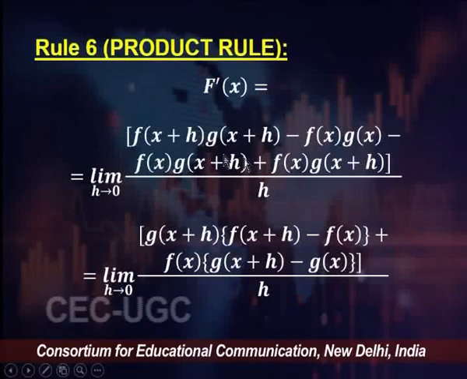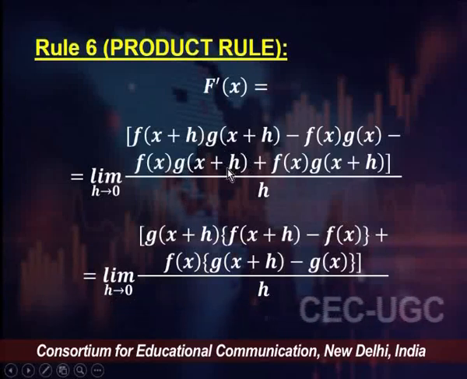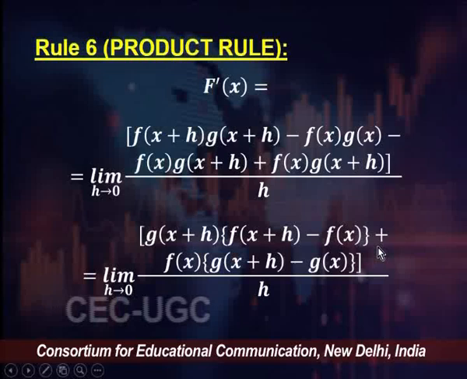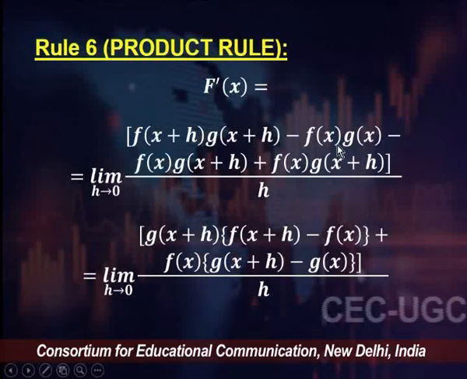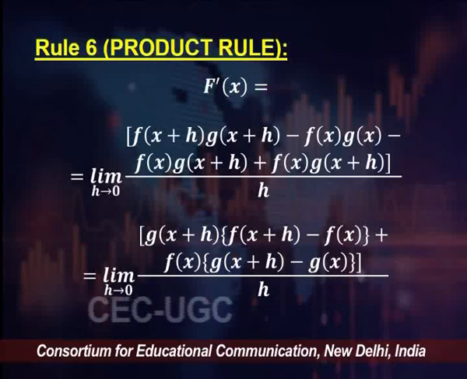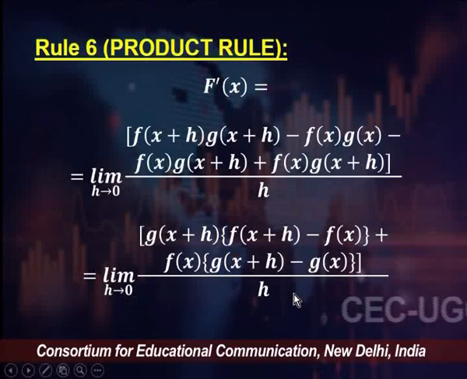So if you notice here, once I do this, I can take from the first and the third terms in the numerator, I can take g of x plus h common. That will give me f of x plus h minus f of x, plus, and then from the second and the fourth terms, I can take f of x common, and then I can write this as f of x times g of x plus h minus g of x. The whole thing divided by h, and then you take the limit as h tends to 0.